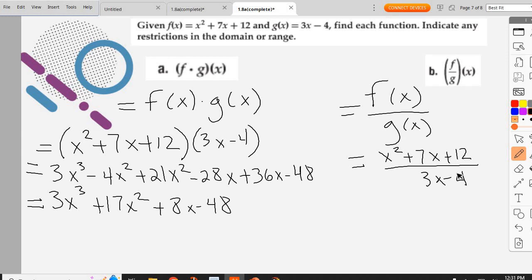But we do have to think, okay, we're set to write down any restrictions. If I have a fraction, where are we going to have restrictions? When the denominator is 0. So we're not allowed to have a denominator equal 0. So we're going to have 3x minus 4 cannot equal 0. So how would I solve that? So I would add 4, divide by 3, so we get that x cannot equal 4/3.